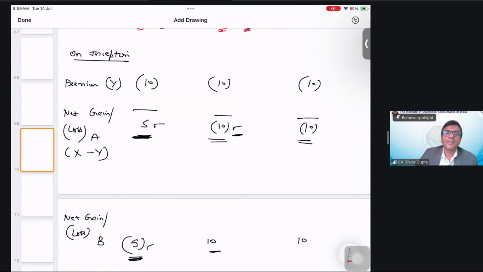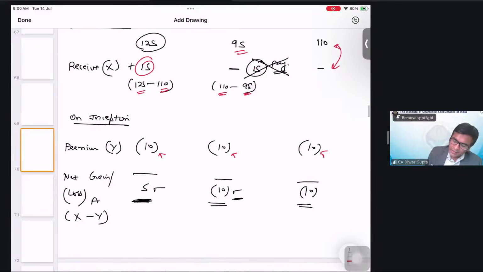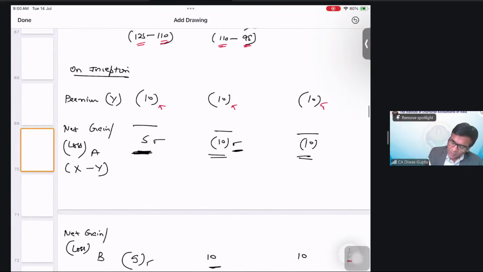On inception, there is a premium that has been paid, respectively, of 10 rupees, and hence the net gain or loss situation will turn out like this: 15 rupees income, 10 rupees loss, 5 rupees gain, and in both the situations, whatever premium has been paid, that becomes a sunk cost.